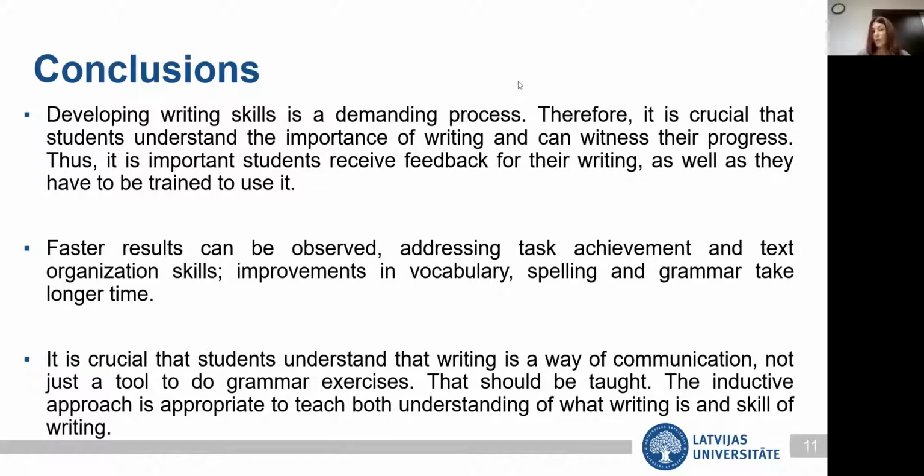And it is crucial that students understand that writing is a way of communication, not just a tool to do grammar exercises. And that is something that we should teach them. And the inductive approach is appropriate to teach both understanding of what writing is and the skill of writing.